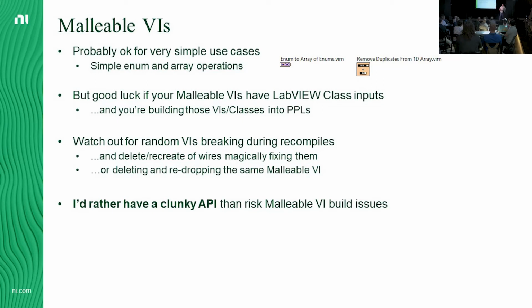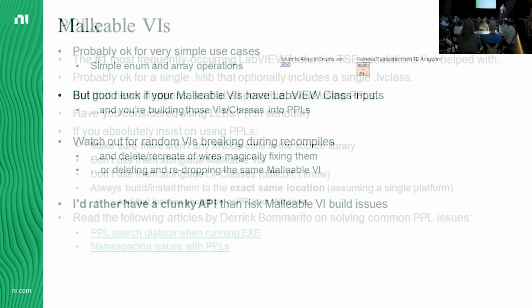People like to use them with their classes because it gives them clean APIs in their code. I would rather have a clunky API. I would rather have a poly VI with a bunch of instances on it than have to deal with the build issues I'm going to have when I try to build my project with malleable VIs in it. So please avoid those. Next, PPLs.